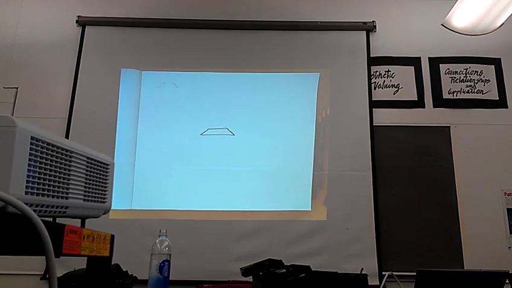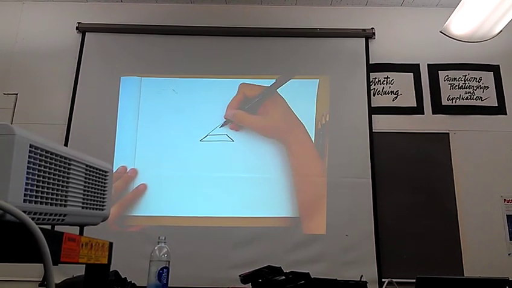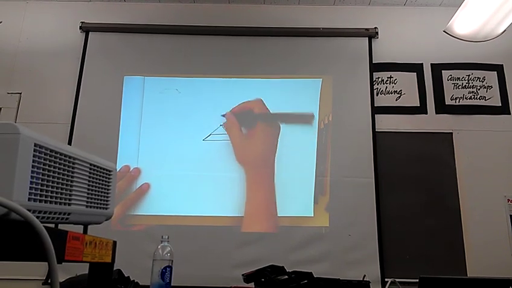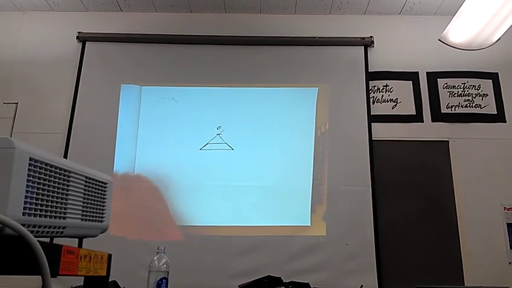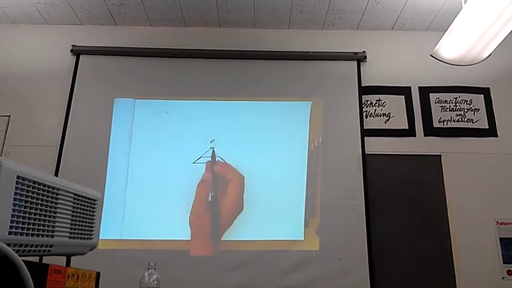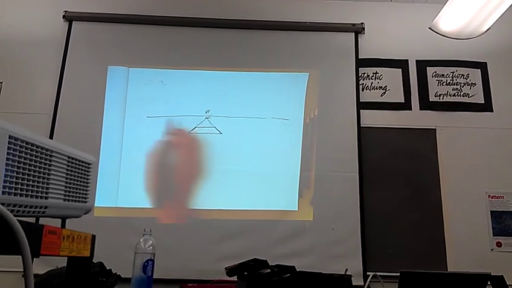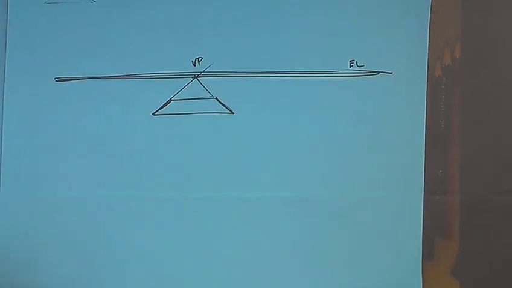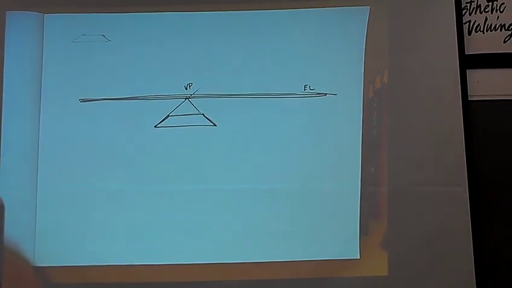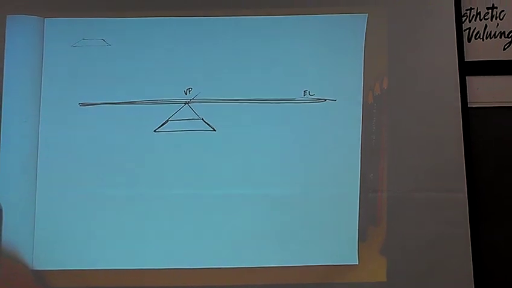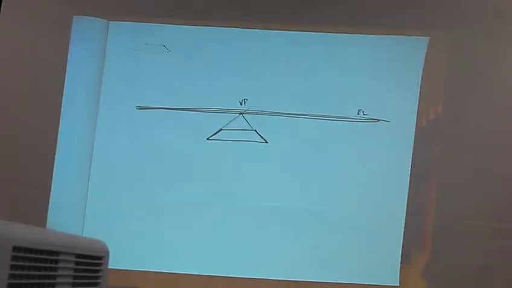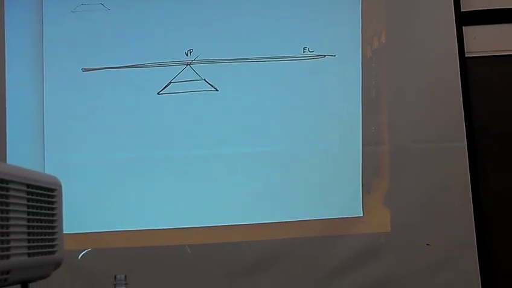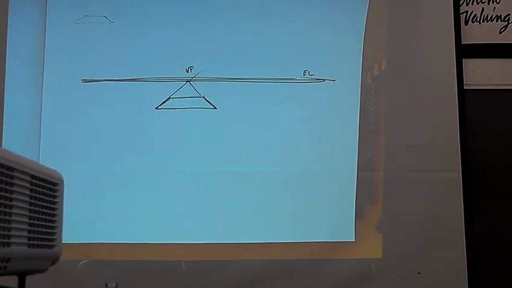Okay, so if that's a square, that is its vanishing point, right? This is the eye level. Now, where is my viewer? Okay, I'm going to show you one of the weirdest things about perspective.